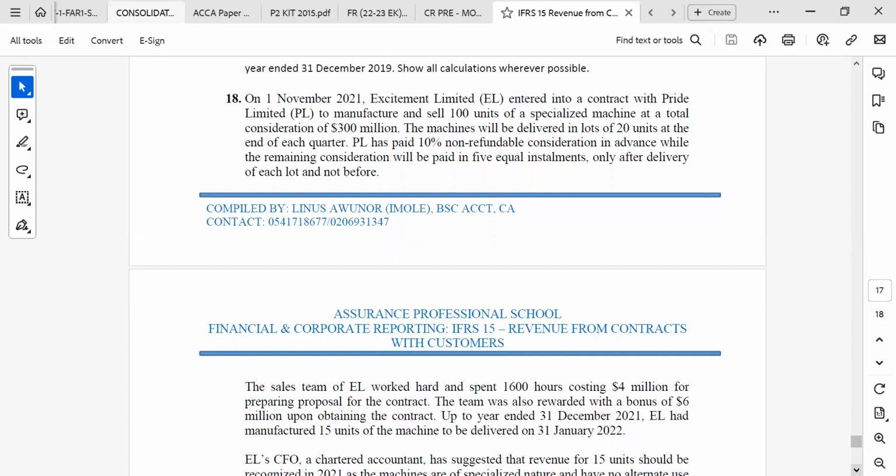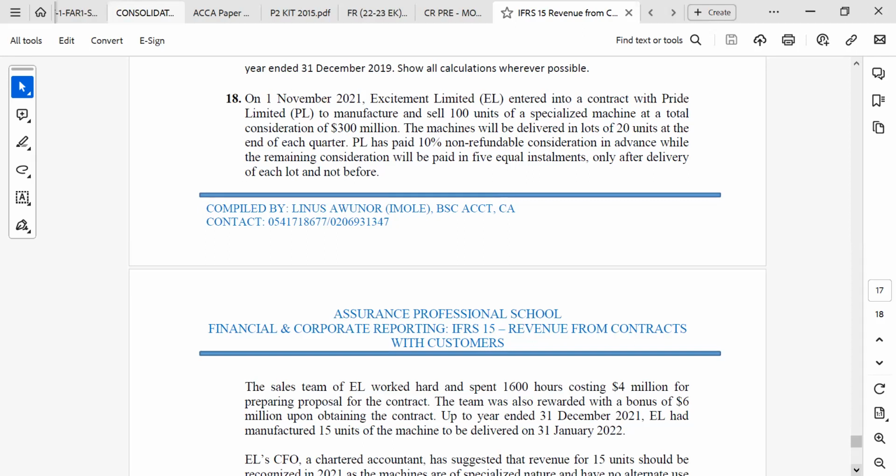On 1st November 2021, Excitement Limited, that's EL, entered into a contract with Pride Limited to manufacture and sell 100 units of a specialized machine at a total consideration of $300 million. The machines will be received in lots of 20 units at the end of each quarter. PL has paid 10% non-refundable consideration in advance, while the remaining consideration will be paid in 5 equal installments, only after delivery of each lot and not before.